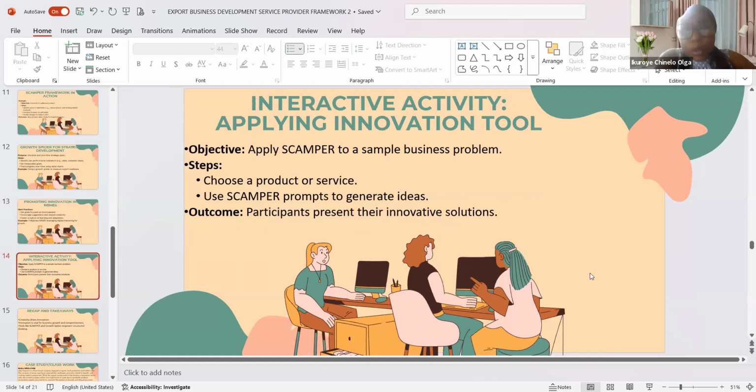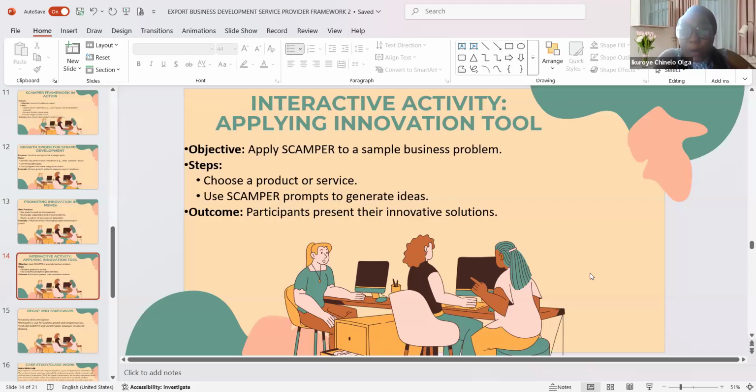Okay, so interactive activity: we need to apply innovative tools. So the objective is to apply Scamper to a sample business problem. The steps: you need to choose a product or service, then use Scamper prompts to generate ideas, and then participants can present their innovative solutions.